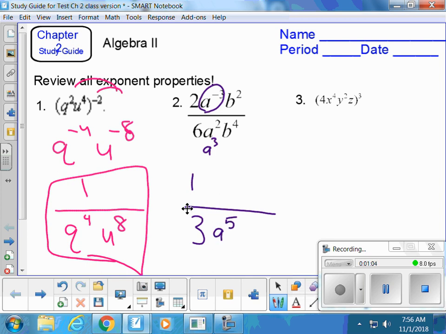And then the B's, we have a little song for that. Bigger minus smaller. Put your answer where your bigger lived, and that would be on the bottom.